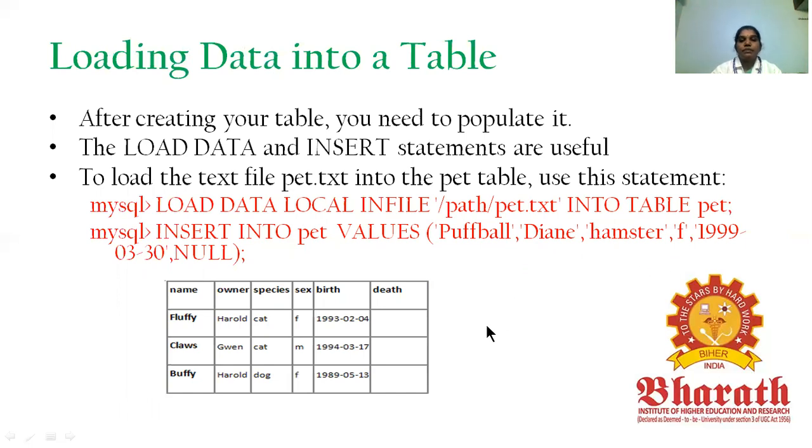And one more option is available, insert. Insert into pet values. You see how many attributes we have? Totally 6 attributes: name, owner, species, sex, birth, death. So you specify all the values in the insert into statement. This statement inserts one by one, so only the first row is added.